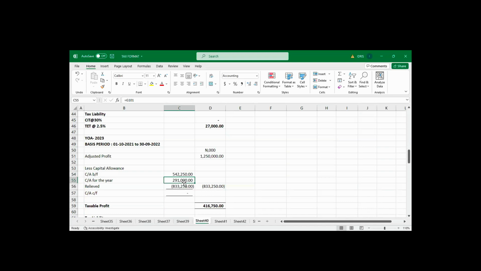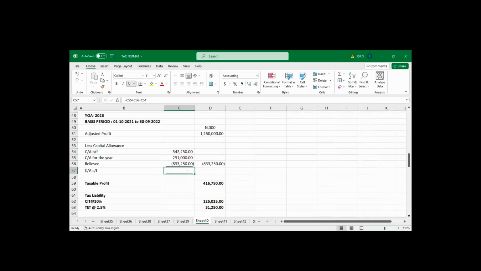So what do we do now? When you add the two capital allowances together, it will give you 833,250. And it is less than the adjusted profit. So that means you claim everything. When you claim everything, there is no capital allowance carried forward again. Your total profit or taxable profit after you claim your capital allowance is going to be 416,750.